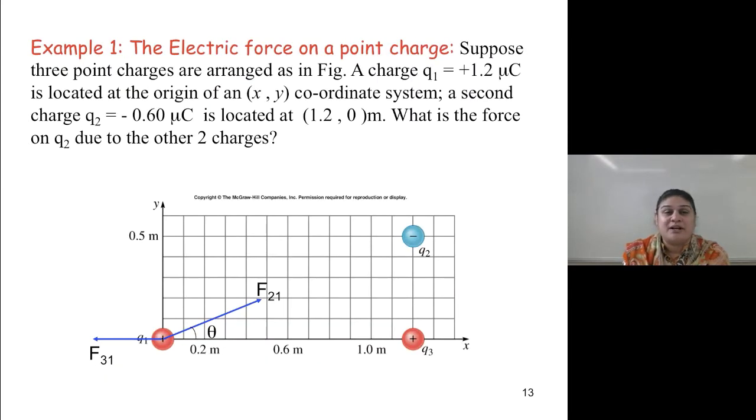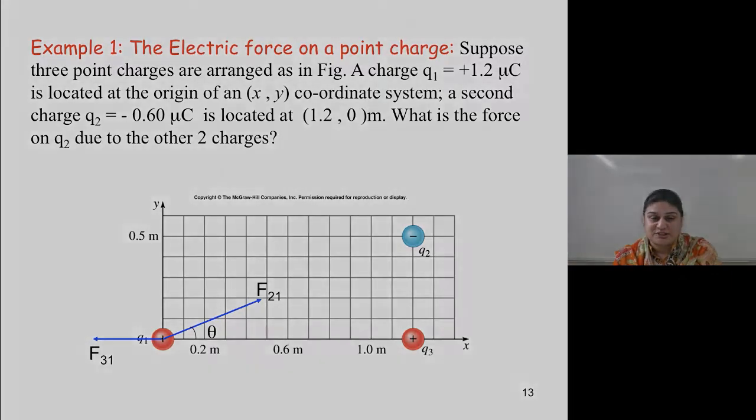So now, in order to help us understand it, let's do an example. The electrical force on a point charge. Suppose 3 point charges are arranged as shown in the figure. The charge Q1 is located at the origin of an XY coordinate system. The second charge Q2 is located at 1.2 and 0 meters. What is the force on Q2 due to the other two charges?